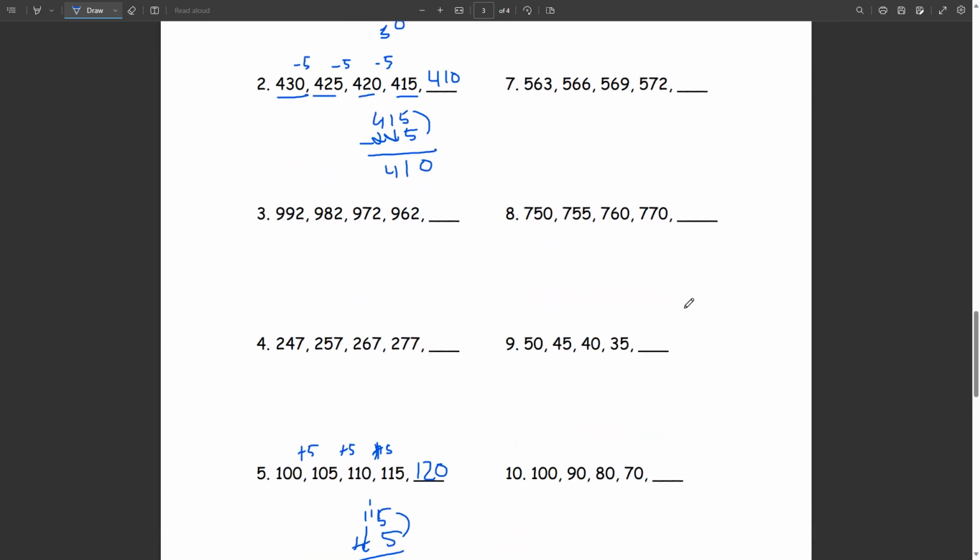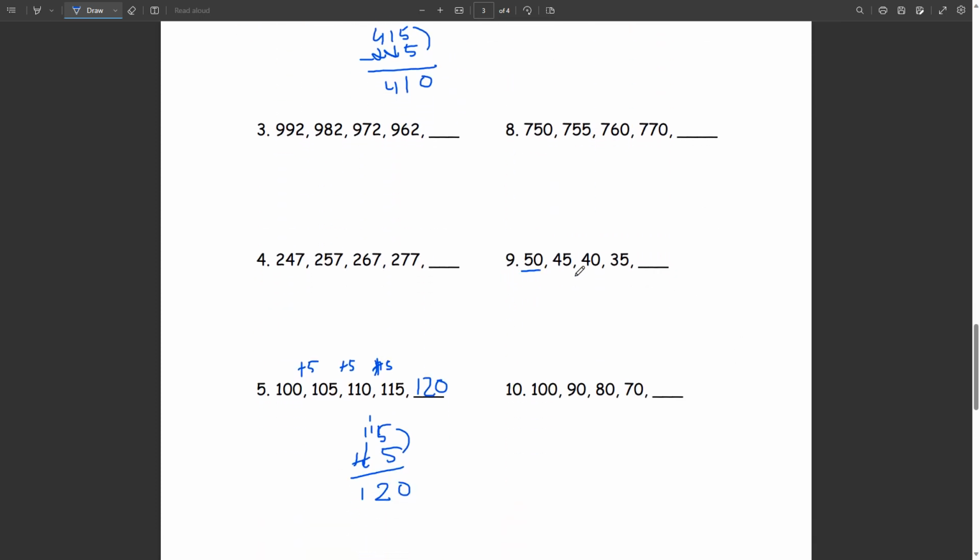Let's skip down to number 9. So 50, 45, 40, 35. So 50 to 45 is minus 5. 45 to 40 is minus 5. 40 to 35 is minus 5. So we can see that is our pattern, right? So we do 35. To find our next number, we do 35 minus 5 following our pattern. So 5 minus 5 equals 0. Drag down this 3 and we just get 30.